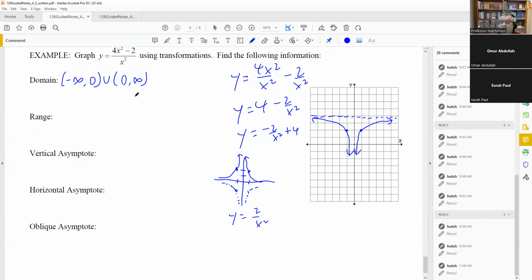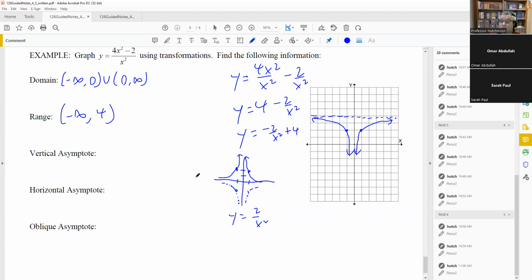Now the range is different than the previous one. The graph is never going to actually reach 4, but it'll go all the way down to negative infinity. So your range on this one is negative infinity to 4, but 4 is going to have a parenthesis on it, so we're not including the 4 here either. The only difference is we just have one interval, because both sections point down. That's going to go down to negative infinity.